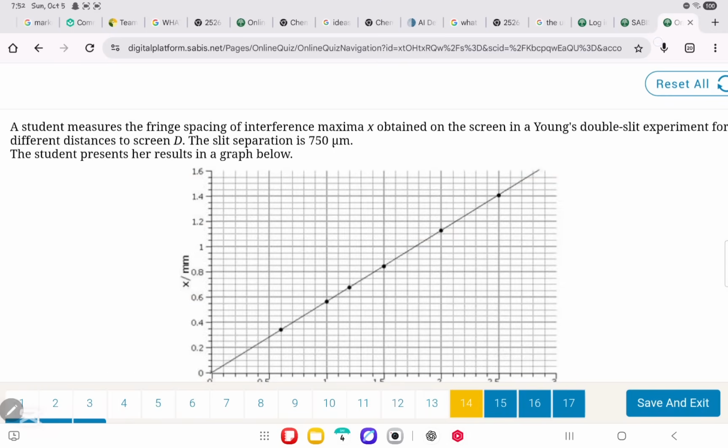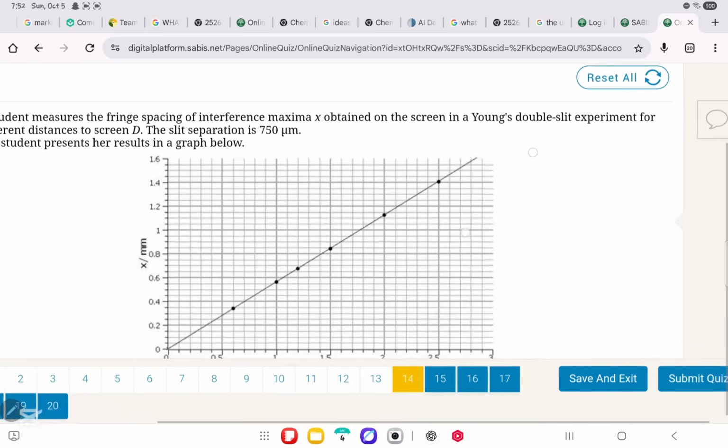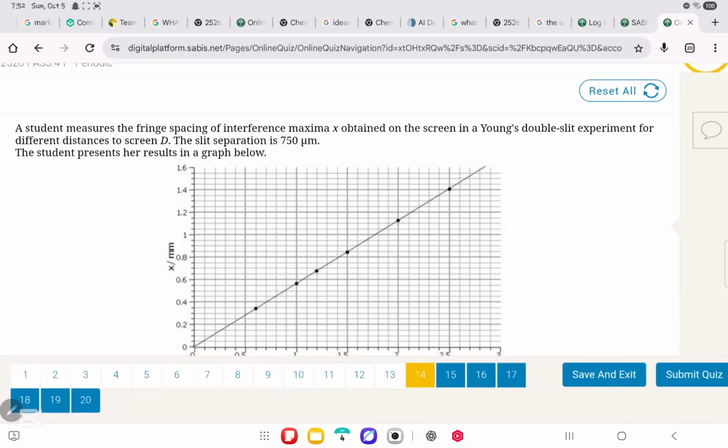What does it say? A student measures the fringe spacing of interference maxima x obtained on the screen in a Young's double-slit experiment for the different distances to screen D. They gave us the value of the slit separation, small d, which is 750 times 10 to the power of minus 6 meters. So she represented her graph below. Let us see what they told us. So this is the graph below.